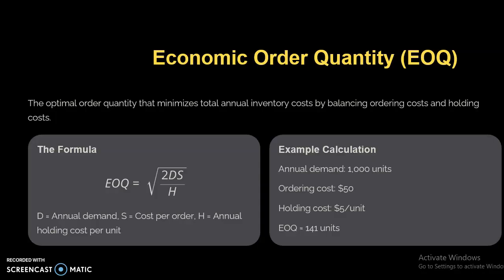For example, if the annual demand is 1000 units, ordering cost is rupees 50, holding cost is 5 per unit, we can calculate the economic order quantity by substituting in this formula, root of 2DS/H. D is equal to 1000, S is equal to 50 and H is 5. So EOQ is equal to root of 2 into 1000 into 50 divided by 5. It gives an answer of 141 units. That means every time we place an order, as per this example, we have to place 141 units.